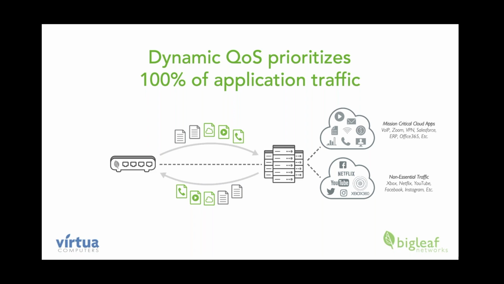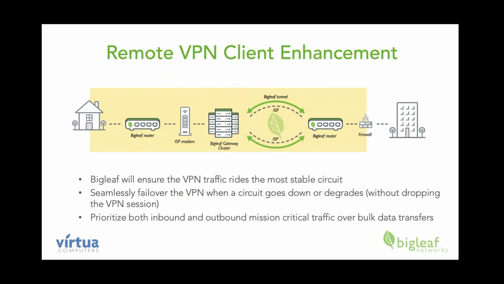So we prioritize QoS 100% of the application traffic. So again, calls like this, calls when you're closing that $1 million deal, calls when you're doing telemedicine and so forth, are a bigger priority than the other applications going on.